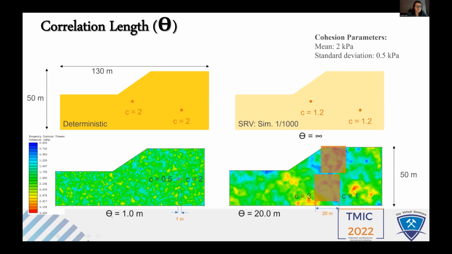If, for example, in the spatial case, we set a correlation length of 1 meter, then what we're saying is that within 1 meter chunks, roughly, that's how much distance it takes for the cohesion to change. And if we say, for example, correlation length is 20 meters, then we're saying within 20 meter chunks, the cohesion values are similar. And you can see the difference in the field when you look at correlation length of 1 versus 20 as well. There are larger pockets of similar parameters.